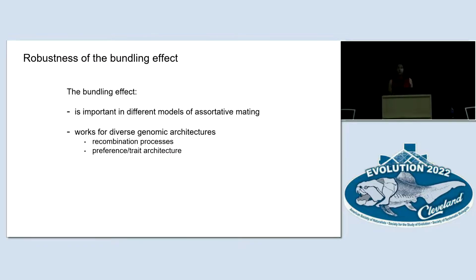We're also interested in investigating how different architectures of the female preference and male trait might play a role here. In the simulations I've shown you so far, we assume the same loci underlay the preference and the trait. We relax that assumption in many different ways. We assume different loci underlay the preference and the trait. We assume different numbers of loci were controlling each. And we found that almost regardless of the precise nature of the architecture underlying preference and trait, the bundling effect played an important role as long as both were sufficiently polygenic.